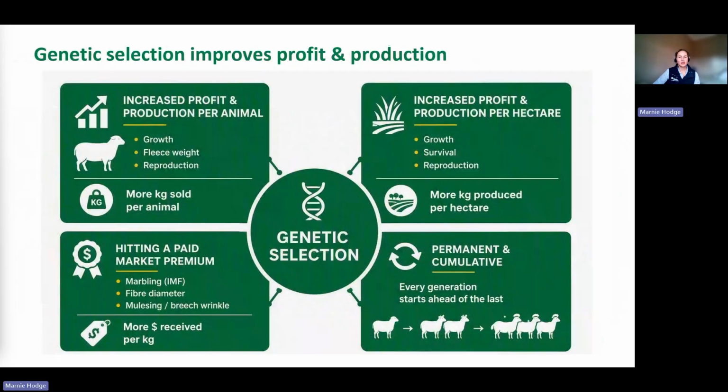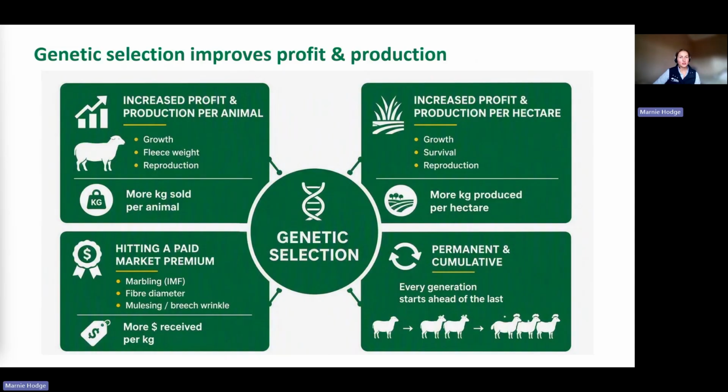So what does that cumulative improvement actually deliver to you or your clients? Through genetic selection, you can improve profit and production. This looks like increased profit and production per individual animal. So selecting for traits like growth, fleece weights, and reproduction ultimately leads to more kilos sold per animal.